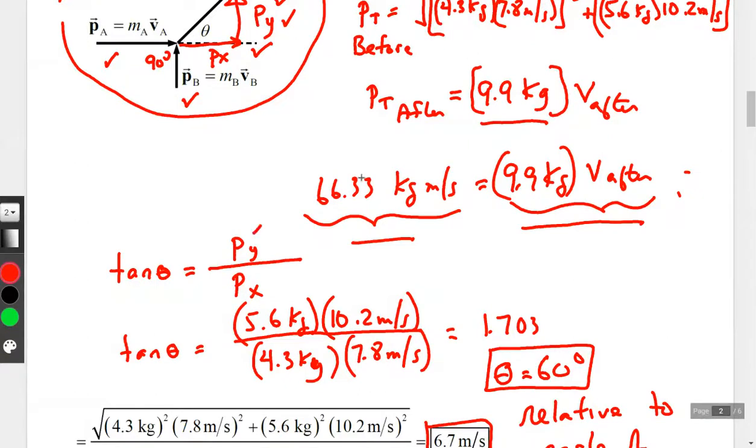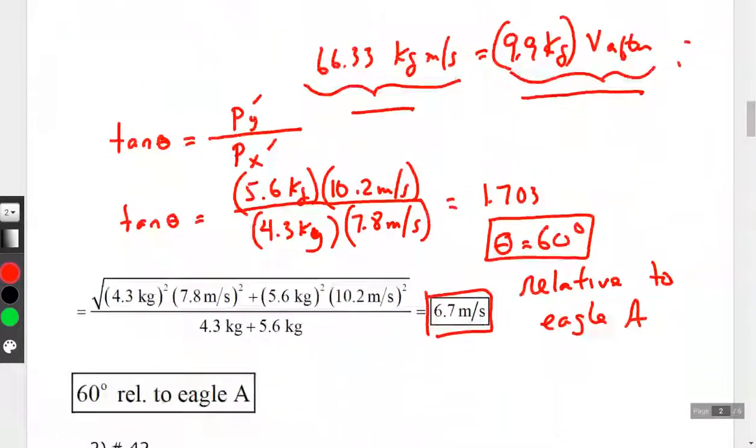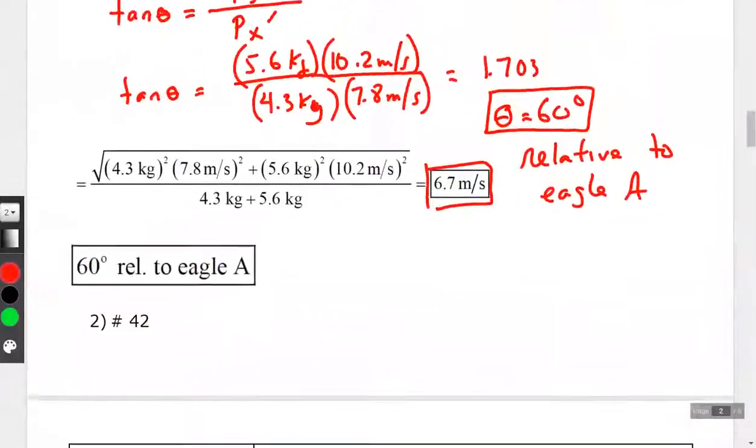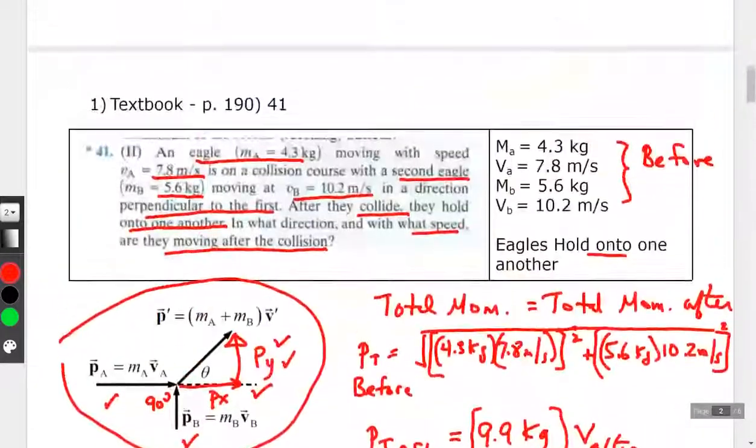How do you find the y momentum after? This is how they designate after. Well, the y momentum after equals the y momentum before, because the law of conservation of momentum says the y momentum before equals the y momentum after. So if I want to find the y momentum after, I can simply use the y momentum before. If I want to find the x momentum after, I could use the x momentum before. So that is quite a problem, and I think this might be a good place to stop.